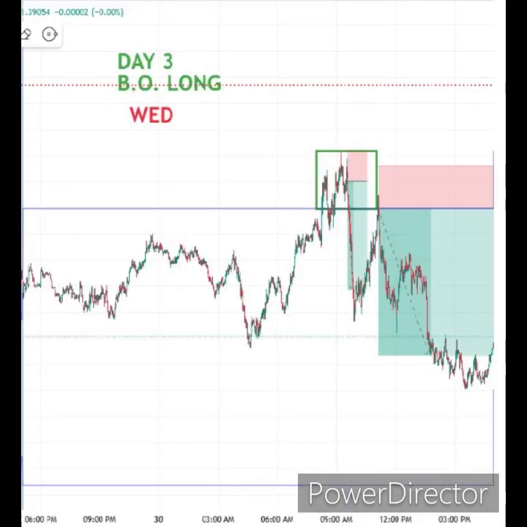Now let's take a little closer look. So here we're just looking at day 3, just a little closer. Don't worry about the entries on the chart, okay? But that green square I've highlighted is 8 o'clock to 11 o'clock. That's when we're looking for our setup.